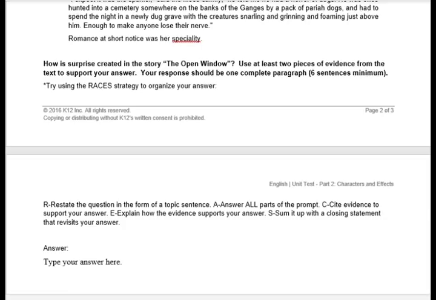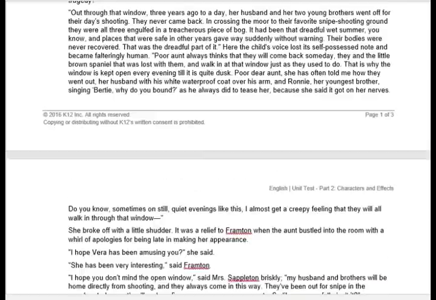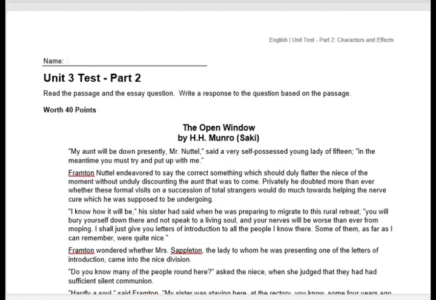Again, this assignment is worth 40 points. So once you have your answer there, you will submit this document to the assignments folder.